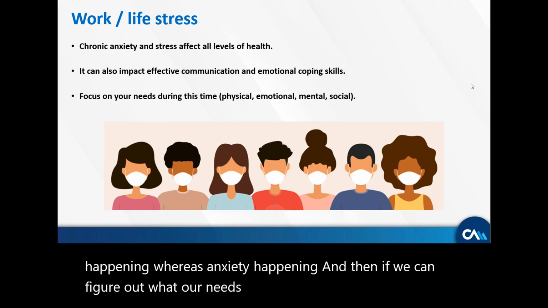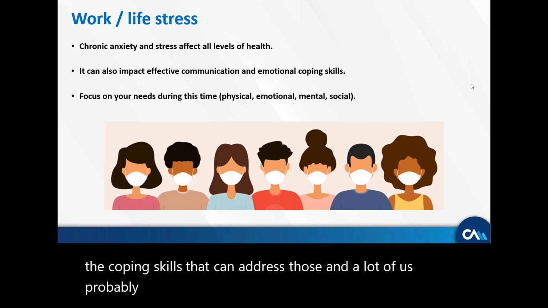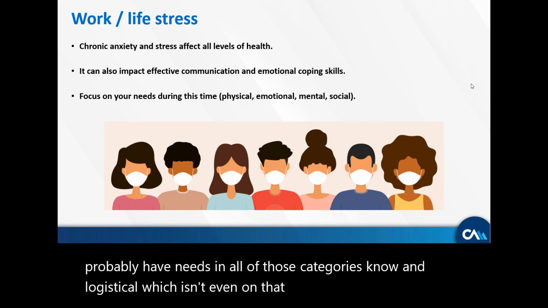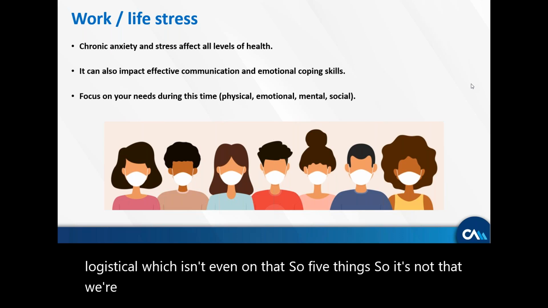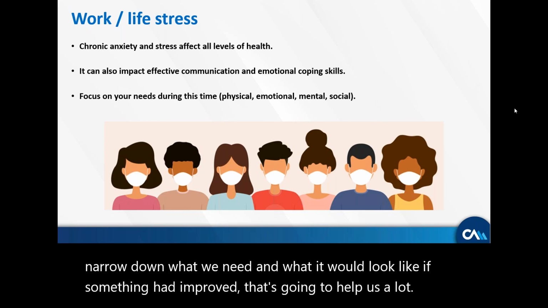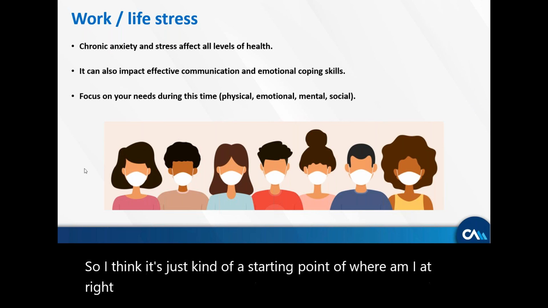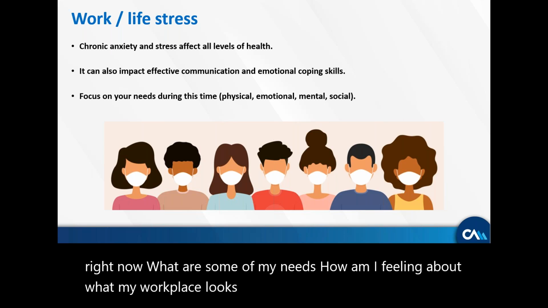And then if we can figure out what our needs are, we can more directly approach the coping skills that can address those. And a lot of us probably have needs in all of those categories, and logistical, which isn't even on that. So 5 things. It's not that we're always going to have one of the list, but if we can narrow down what we need and what it would look like if something had improved, that's going to help us a lot. So I think it's just a starting point of, where am I at right now? What are some of my needs? How am I feeling about what my workplace looks like?